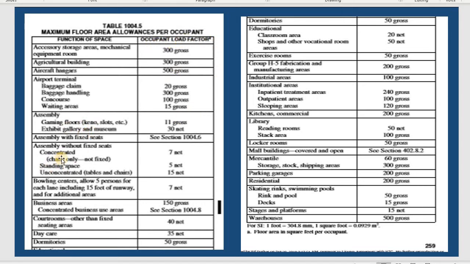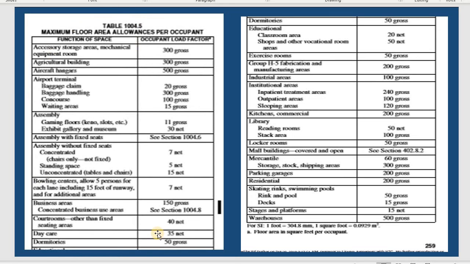For example, you go to any room right here, assembly, and you go to gaming floors, and you need 11 cross area. That means 11 square feet. For example, you go on this side, you can see that if you go to exercise room, you need 50 cross. That means 50 square feet area for one person.